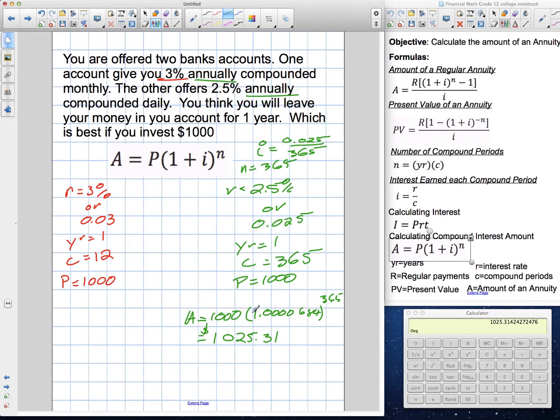So how much interest did we earn in the course of a year? $25.31. That's pretty good. Is it actually good? It's a decent interest rate.